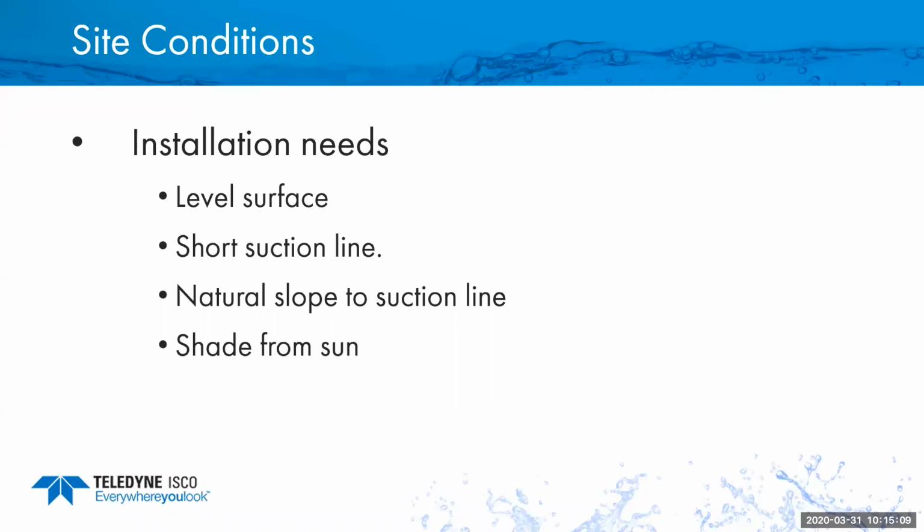A natural slope to the suction line is always a good thing. This is so that the water clears out of the tubing completely on the purge cycles. If you have high or low spots in the line, it can cause water to pool, and then it can cross-contaminate the different samples.